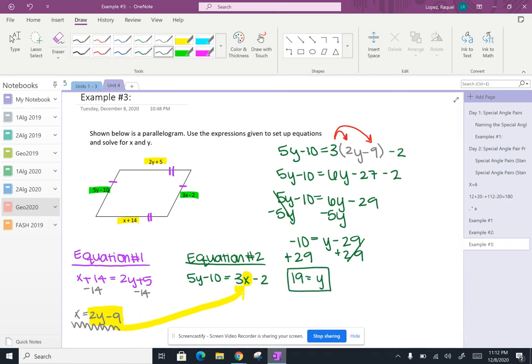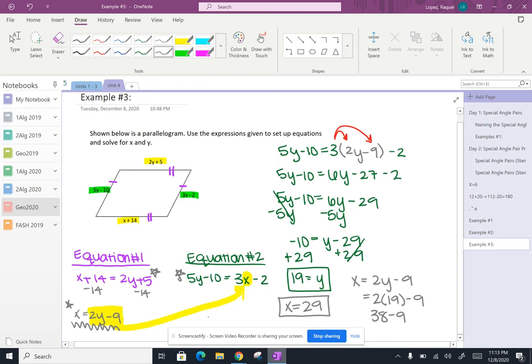Now from there, I can plug that into any equation. I can plug it into the purple one, I can plug that value for y into the green one, or I can plug it into the gray one. I'm going to go ahead and plug it into the gray one just to make my life a little easier. So I have x equals 2y minus 9. And I'm going to substitute 19 in for y. So 19 times 2 is going to give me 38. And 38 minus 9 is going to give me 29. So I got x equals 29.